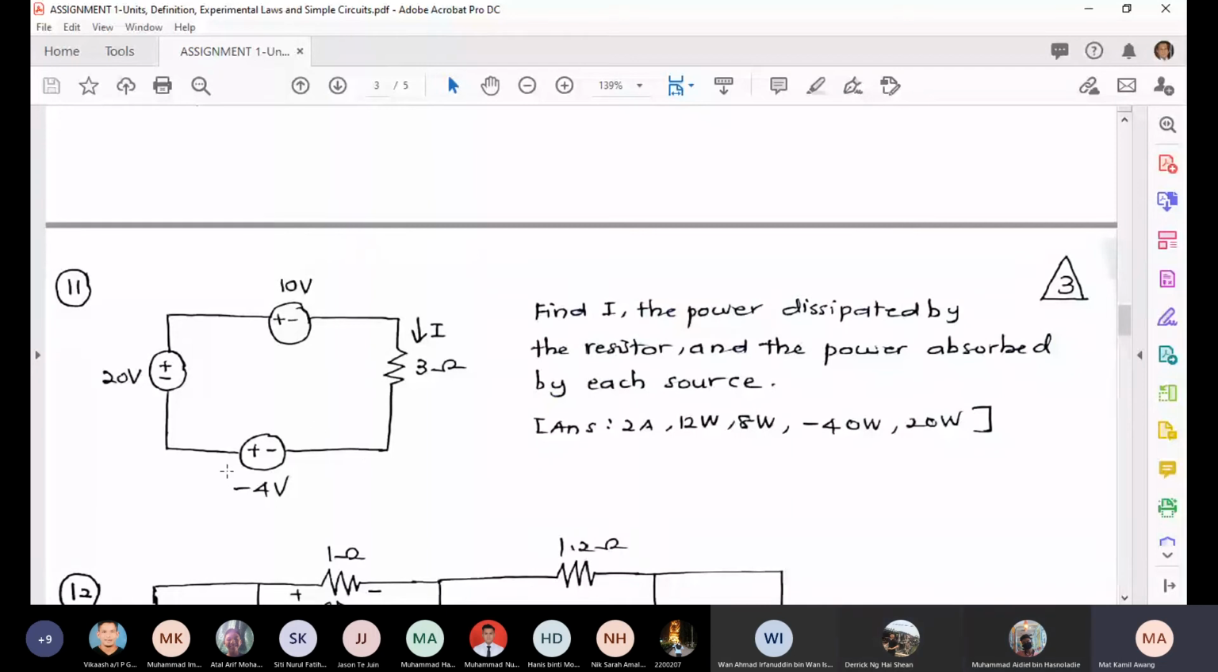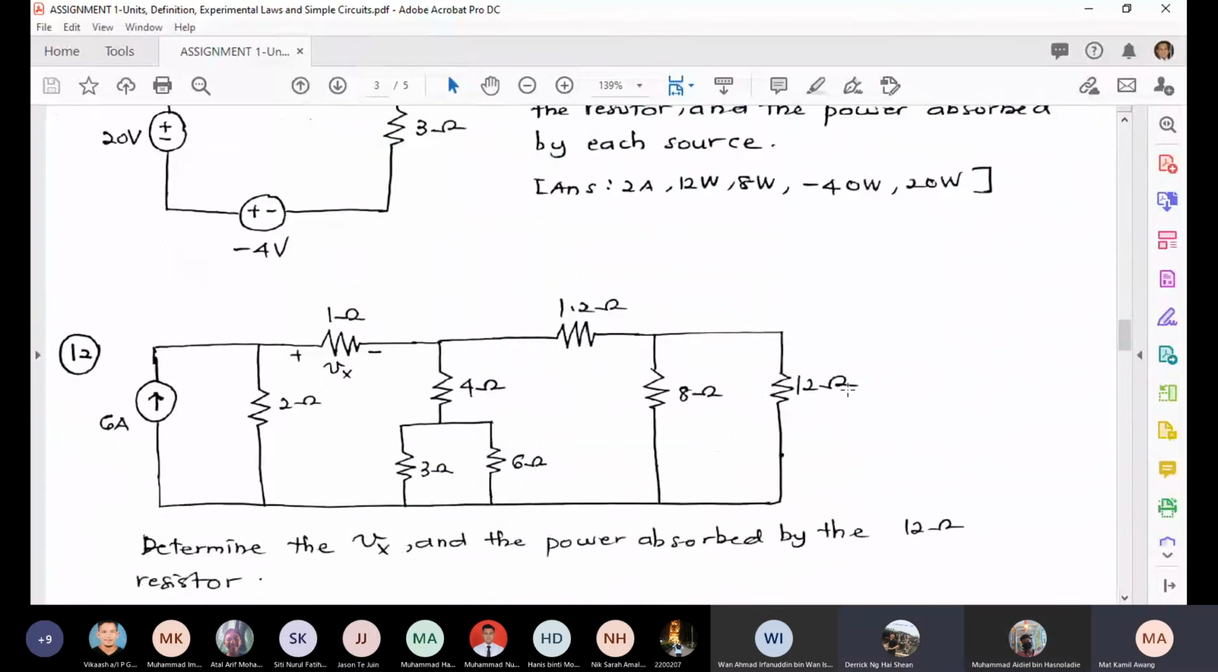So this also absorbs the power. I mean the power, not the energy. Energy is in joules. Power is in watts.